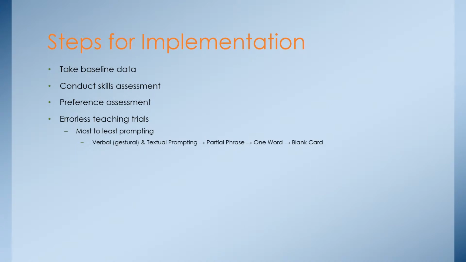And once this skill is mastered at 3 consecutive days with no errors, the skill will be taught at the next prompt level, a full textual prompt with no verbal prompt, followed by a partial phrase prompt, a one-word prompt, and a blank card visual prompt. I'll show examples of these prompt cards in the slides to follow, but I want to get back to the mastery criteria for prompt promotion.